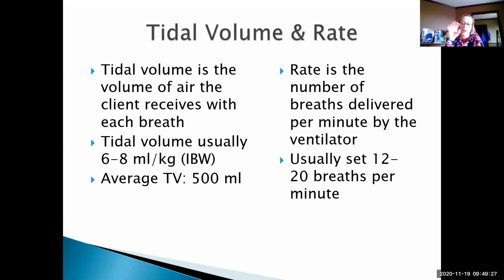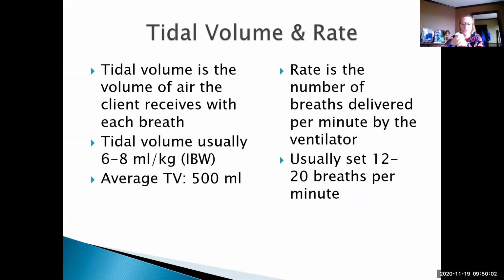So your tidal volume and your rate are a part of the different settings. Your tidal volume is the volume of air that the client receives with each breath. So it's usually 6 to 8 mL per kilo of ideal body weight. Most people will be right around 450 to 500. Just because you have a bigger patient, like 600 pounds or so, they're not going to have a bigger tidal volume because it's still their ideal body weight. Just because the patient's bigger doesn't mean their lungs are bigger. So they still go by that ideal number.